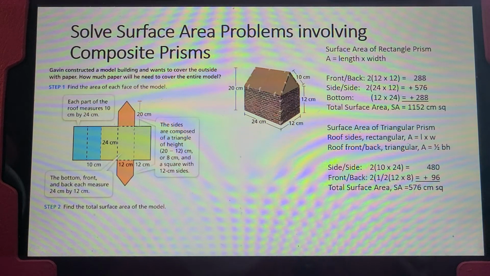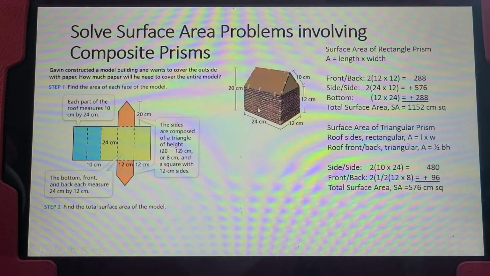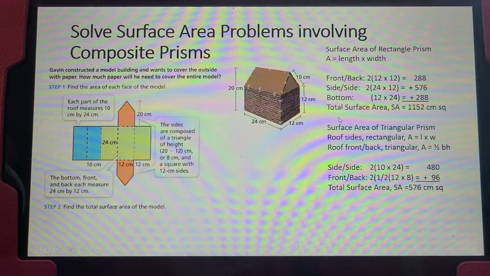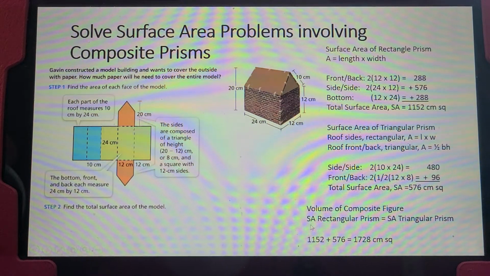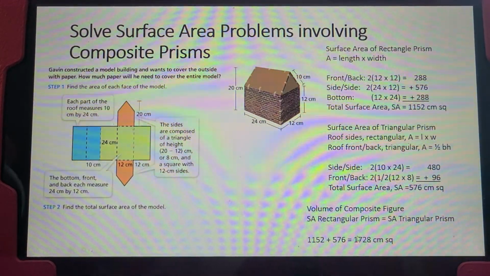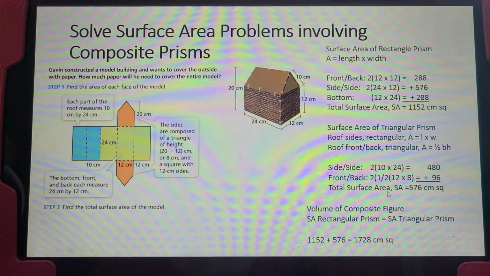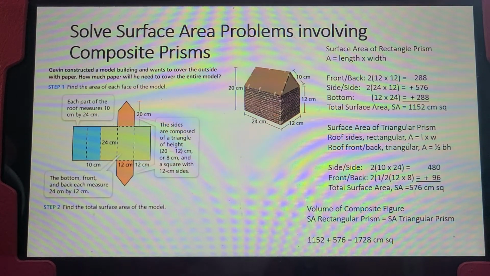Now we're not quite done yet. We actually found the surface area of the individual shapes, and then we have to add them together to get our composite surface area. So I simply take the surface area of the rectangular prism and add it to the surface area of the triangular prism. There should be a plus sign, not an equal sign. And you get 1,152 plus 576, which gives me a total surface area of 1,728 centimeters squared.